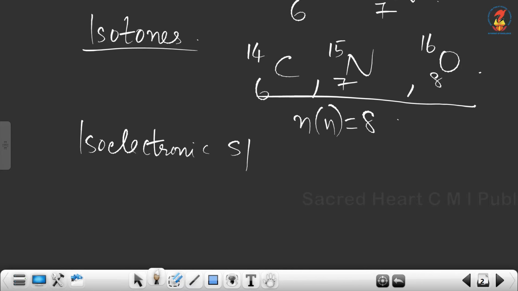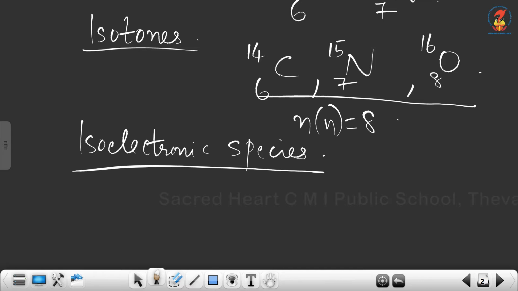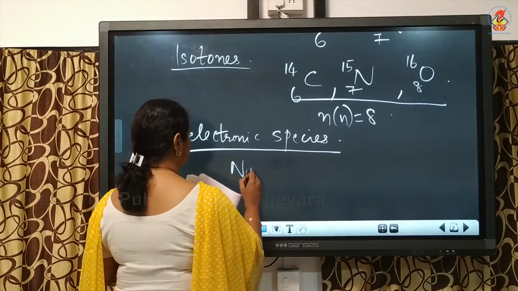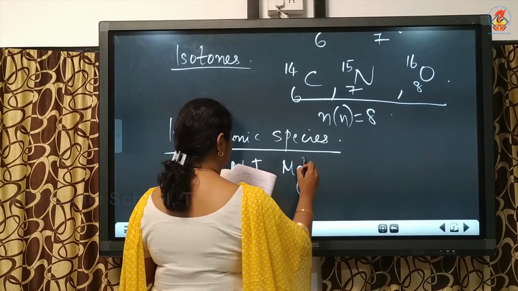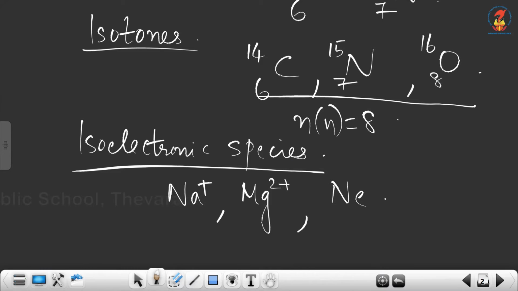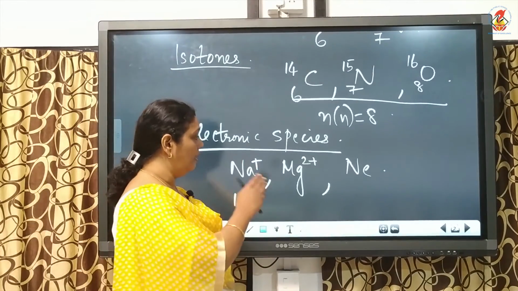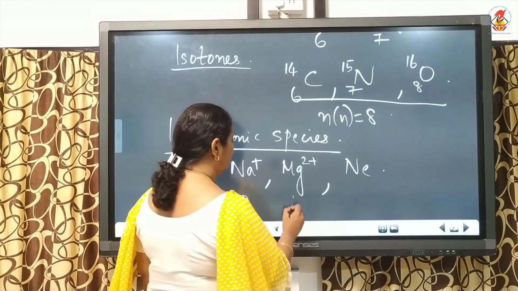Now last we have a term called isoelectronic species. Isoelectronic species means atoms or ions having the same number of electrons. For example, Na+, Mg2+, neon. Sodium ion Na+ means the number of electrons is equal to 10. Magnesium atomic number is 12. Here we have Mg2+. 2+ means 2 electrons are lost. So the number of electrons in Mg2+ is again 10.